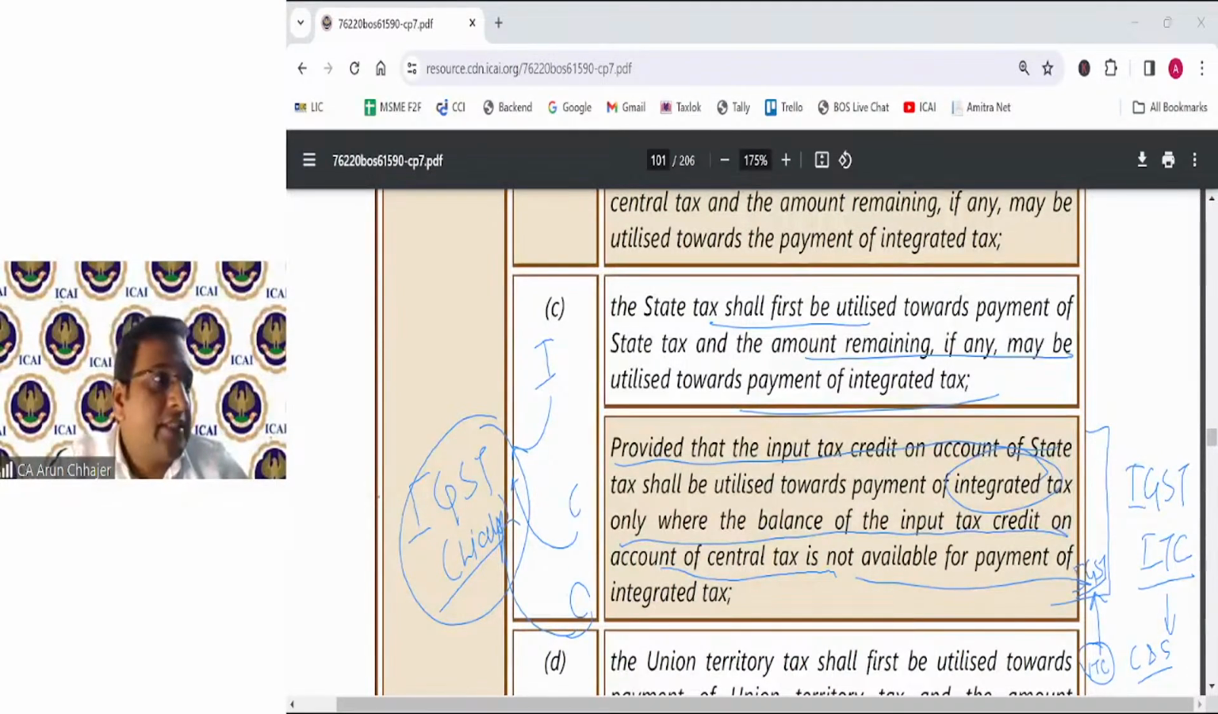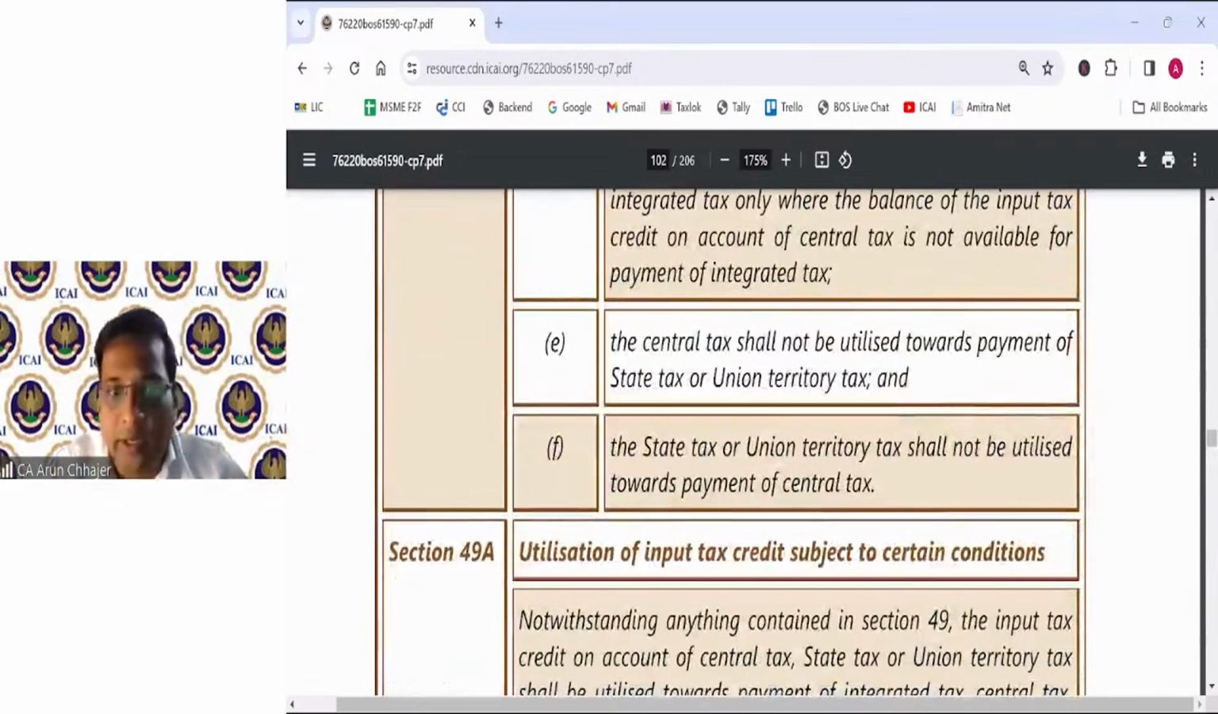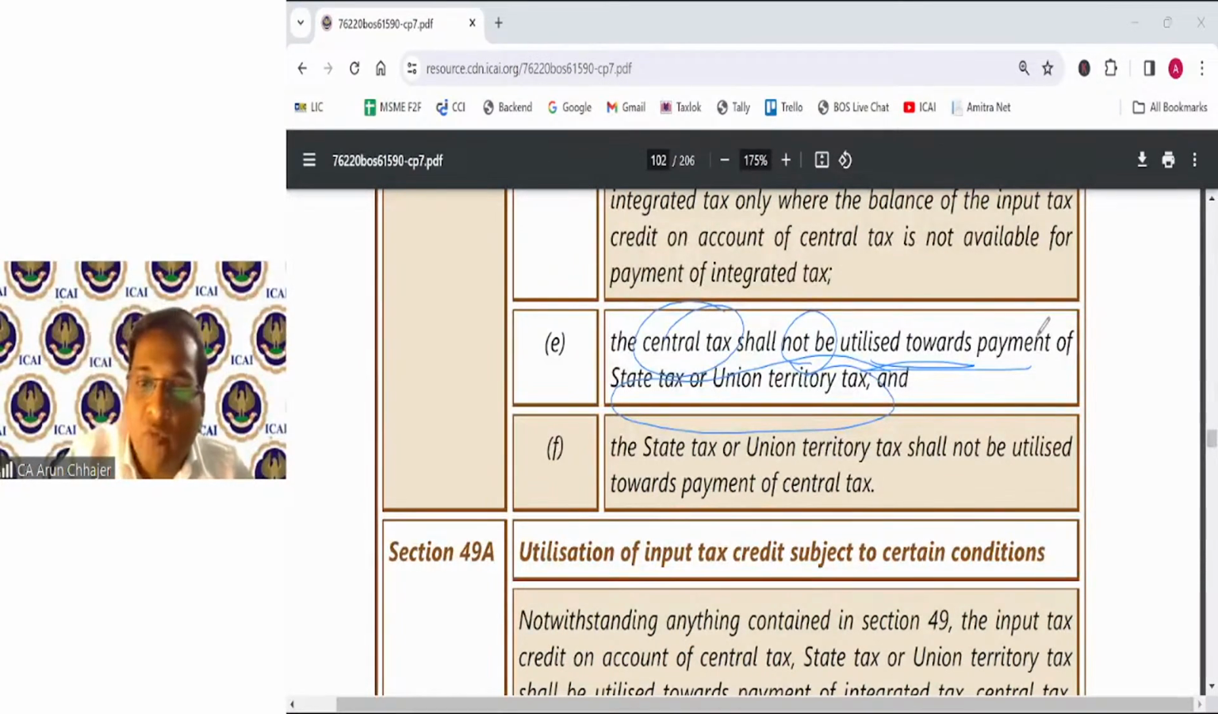Then clause D is basically for UTGST. So it is exactly similar to the SGST, not reading. CGST and SGST or UTGST cannot be utilized. C will not give the ITC toward the payment of S, or S will not give the ITC toward the payment of C.